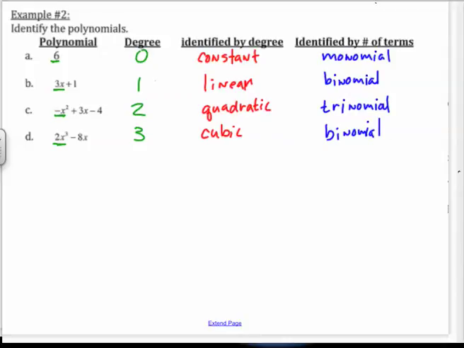Now, Connor just asked a good question, and he said, what if I had 4 terms here? What if I had 3x cubed minus 4x squared plus 2x minus 17? There we go. All right. So now that one has 4 terms.